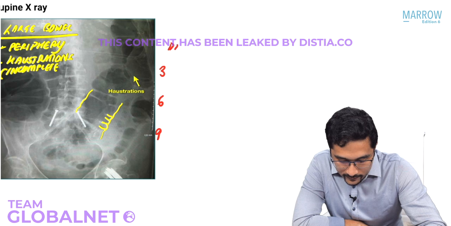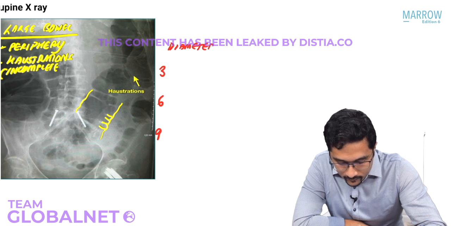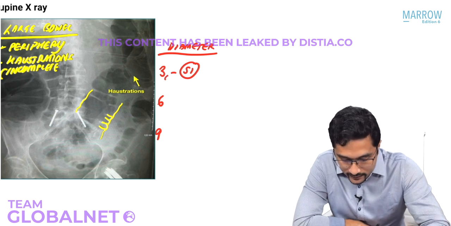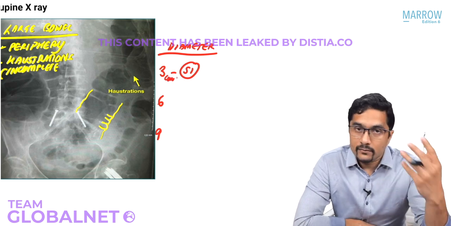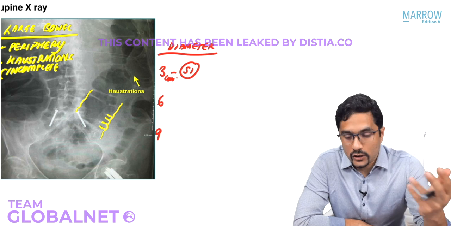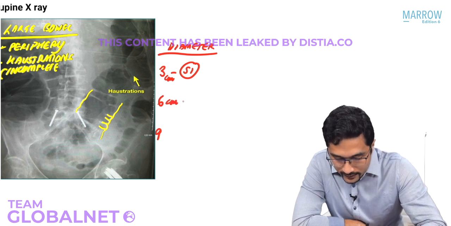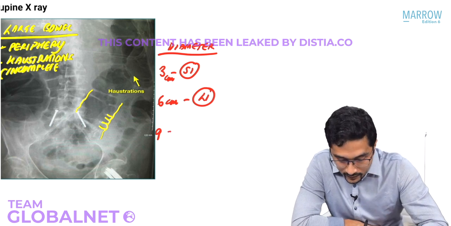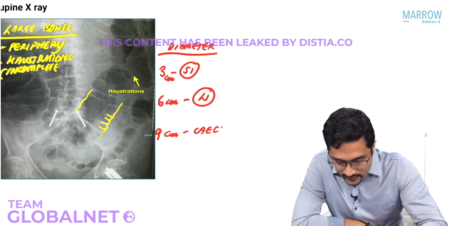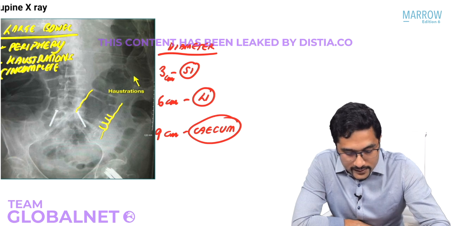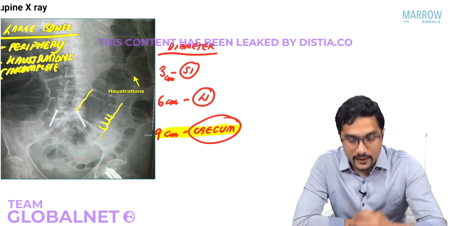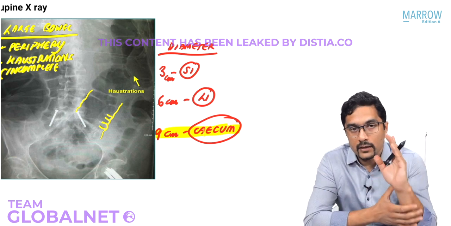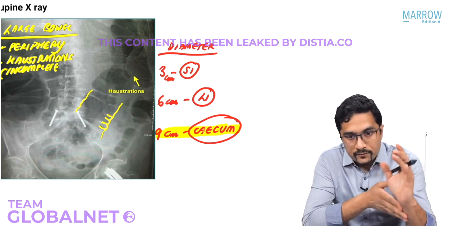So the diameter of small intestine of 3 centimeters on an X-ray, that is the diameter of obstruction or a dangerous diameter. 6 centimeters for large intestine is the dangerous diameter or obstructive diameter, and 9 centimeters for cecum. If the cecum reaches 9 centimeter size, that means it can perforate anytime. So that is the critical diameter. So you remember the 369 rule as well.